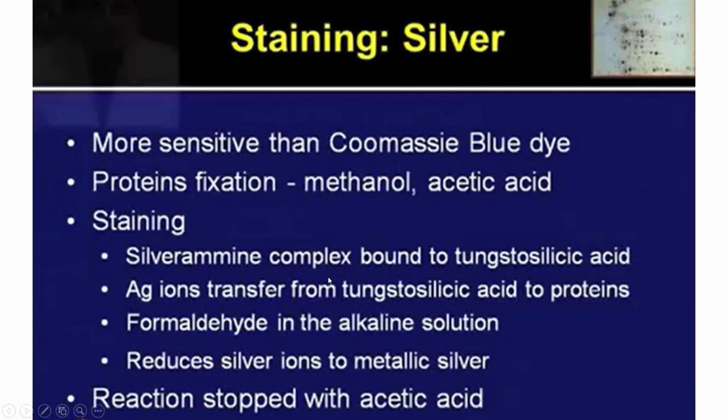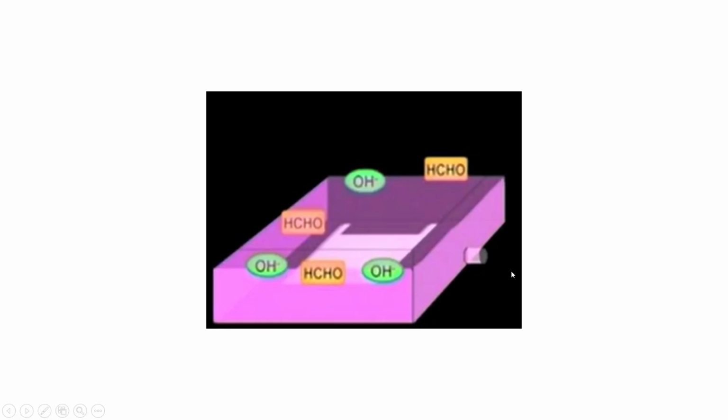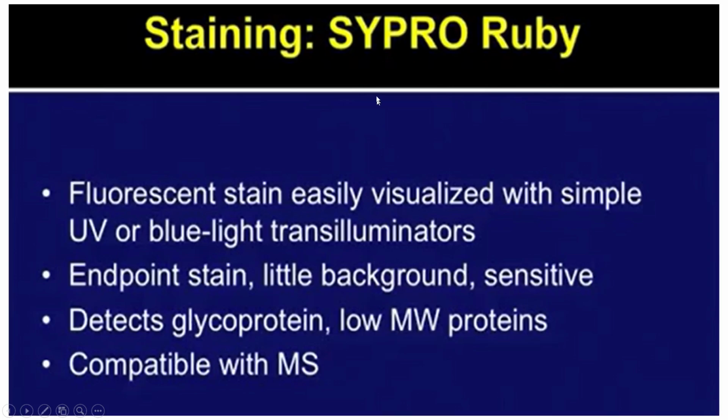Whereas in terms of silver staining, this is the whole protocol you need to do. You need to add alkaline solution to it. Then in order to stop that reaction, you need to add acetic acid. So all this specific protocol is done while doing silver staining. It's just the reaction which is taking place when you add silver stains.